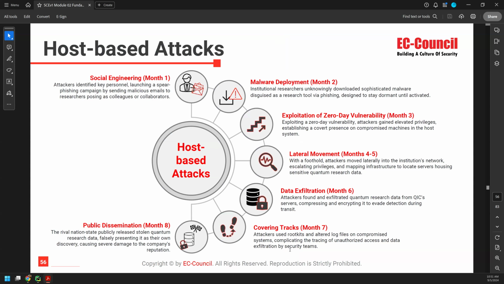They'll cover their tracks by using rootkits, altering logs to make it look like they were never in there. And then at the end, they'll do some kind of public dissemination, in which case a rival state publicly announces that they have released stolen data, falsifying it, presenting it as their own discovery, ending up causing severe damage to the company's reputation. So again, this doesn't happen overnight. It doesn't happen in 2 to 3 days. These guys are doing this over the course of 8 months.